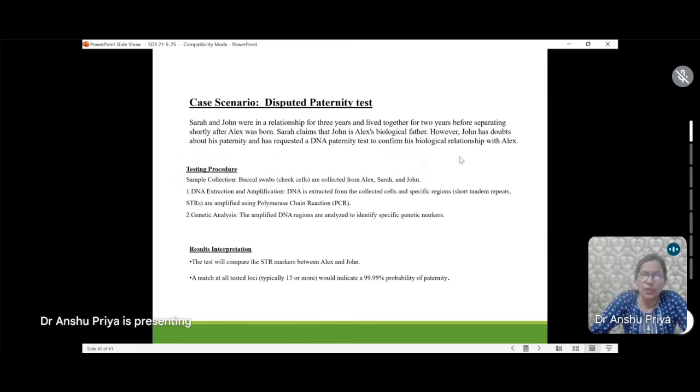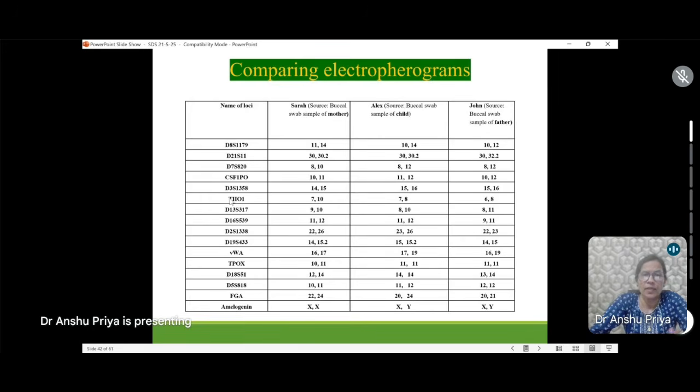So in this test, we are doing the same thing. We extracted the DNA profile from all the three samples, like mother, father, and the child. And then we amplify the DNA. And after that, we do the genetic analysis. And the result is interpreted by the electropherogram, and we make the tabular form of the electropherogram to compare the result. So this is the DNA profile electropherogram generated by the mother, that is Sarah. This is the DNA profile of father, John. And this is the DNA profile of child, Alex.